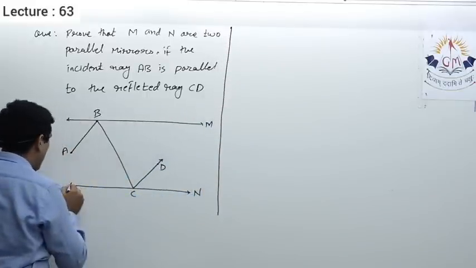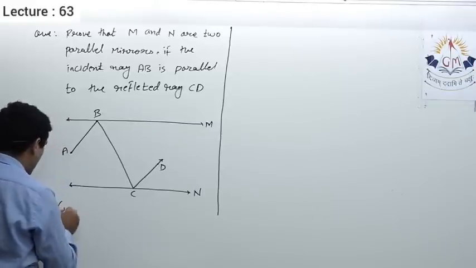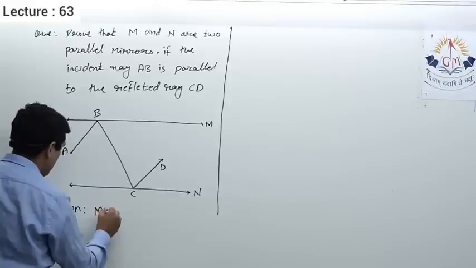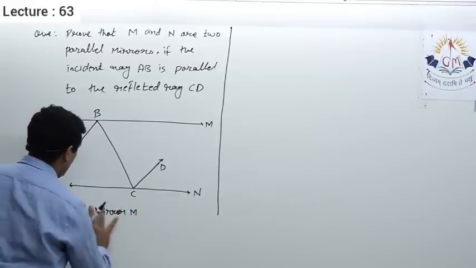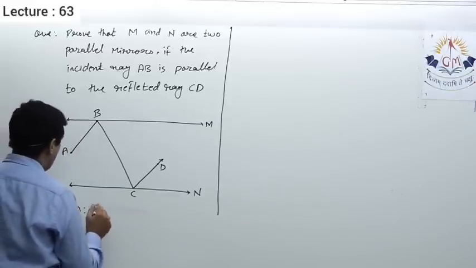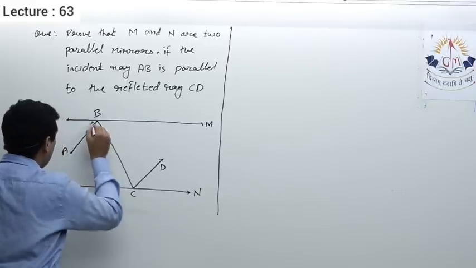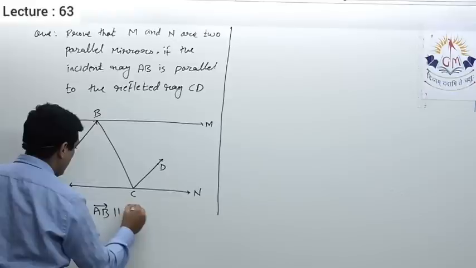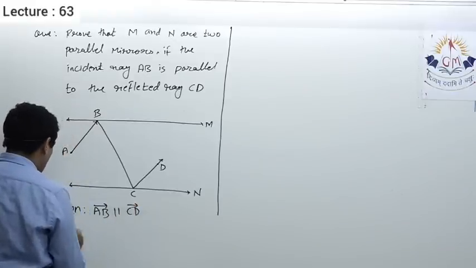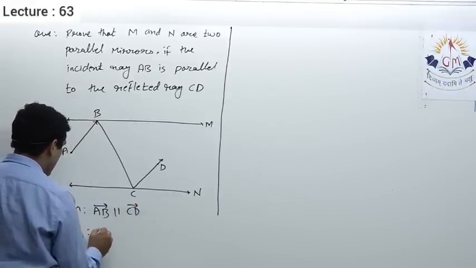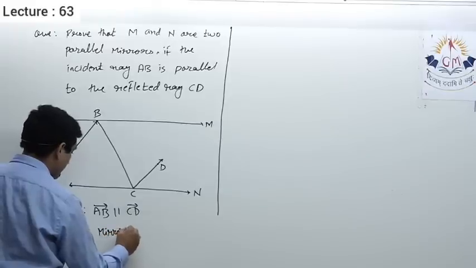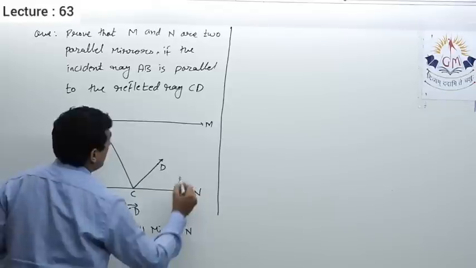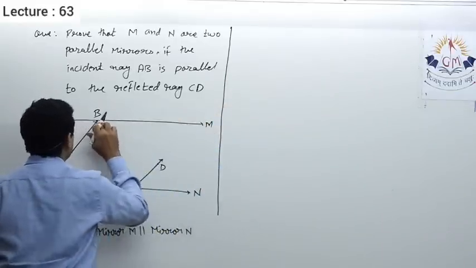So here, what is given: ray AB is parallel to ray CD. What we have to prove: mirror M is parallel to mirror N. So here we need some construction.